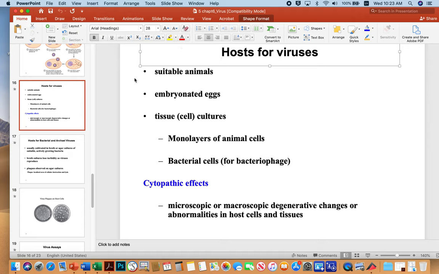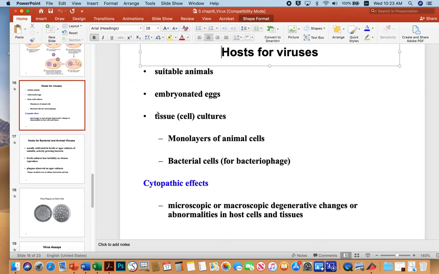So, you have a little carton of eggs and you cut a little hole in the top of the egg and you can inject virus preparations into that, and the viruses will then grow in that tissue, and then you can pull the viruses out of the embryonated egg tissue.